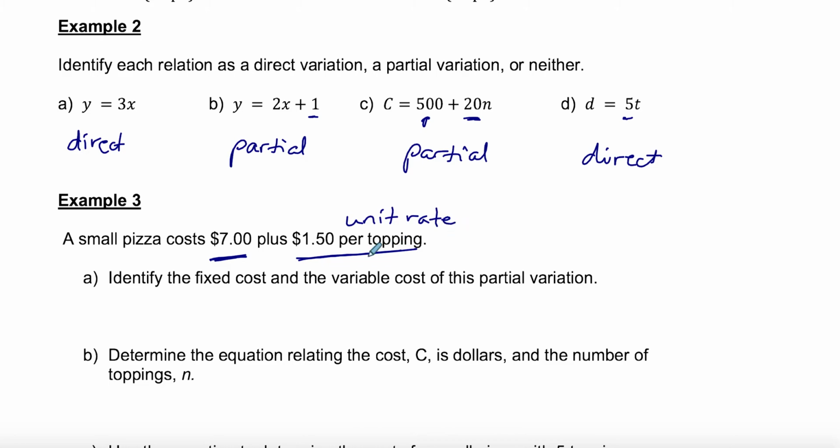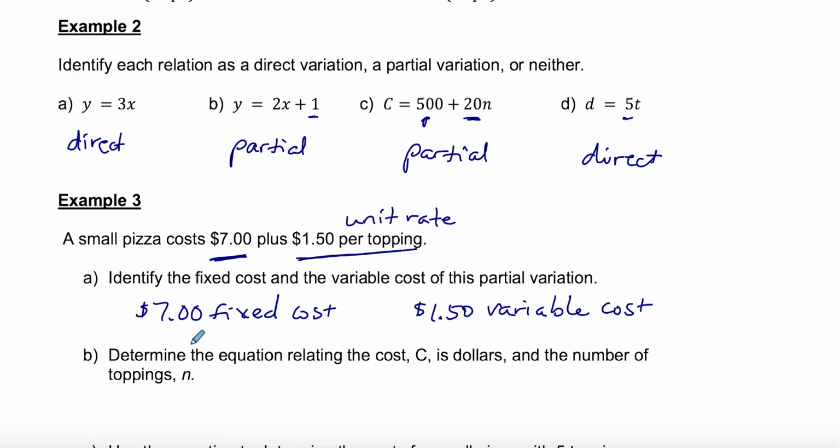And so that is our constant of variation or our slope. So we have a $7 fixed cost and we have a $1.50 variable cost. And why this is a variable cost is because it depends on how many toppings you get. If you get 2 toppings, this is actually $3. You could get 4 toppings or 5 toppings, right? If you don't get any toppings, then we would just have the fixed cost of the pizza, and the pizza would just cost $7. 1 topping, it would be, I guess, $8.50.